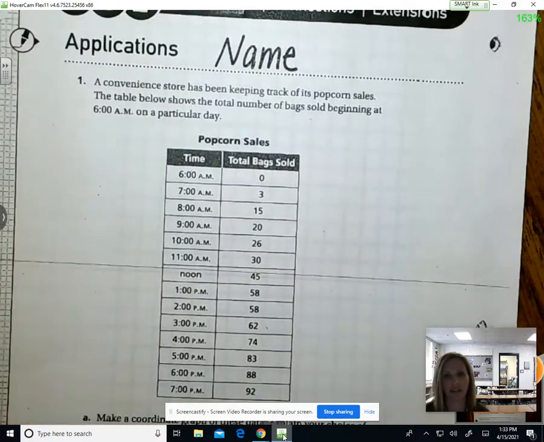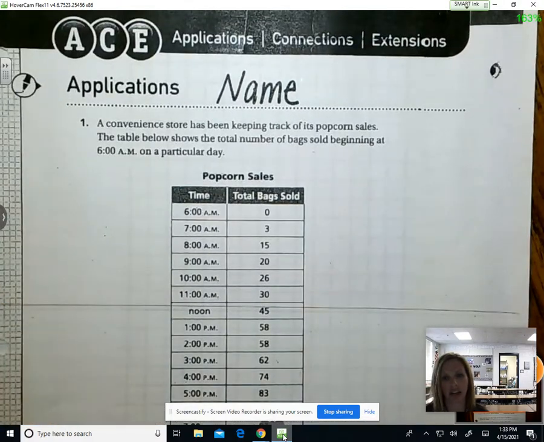Hi, I am going to give you some helpful hints to get started on your popcorn sales worksheet and let you know what my expectations are for this.